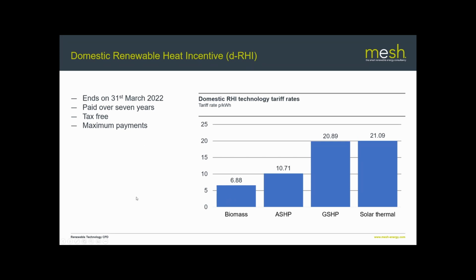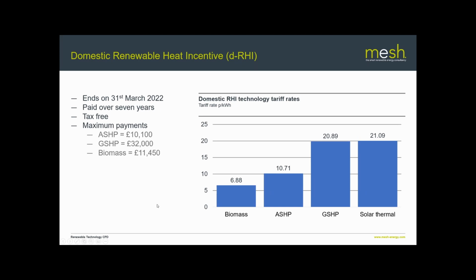There are maximum payments for each of the technologies. So these are the payments per kilowatt hour of renewable heat produced. So you can see that ground source heat pump is more generous than air source heat pump. And what you'll also see when you compare ground source heat pump with an air source heat pump is that the maximum payments are also higher. That means that historically ground source heat pumps have tended to suit larger properties, and air source heat pumps have tended to suit smaller properties because of those maximum payments.